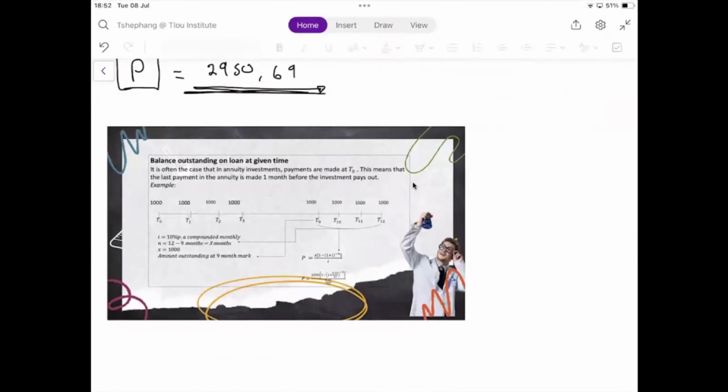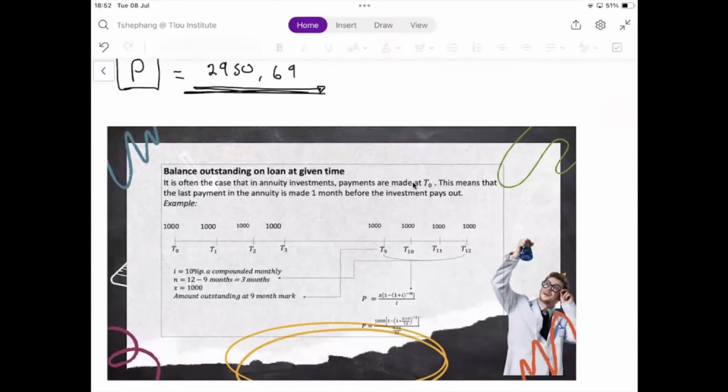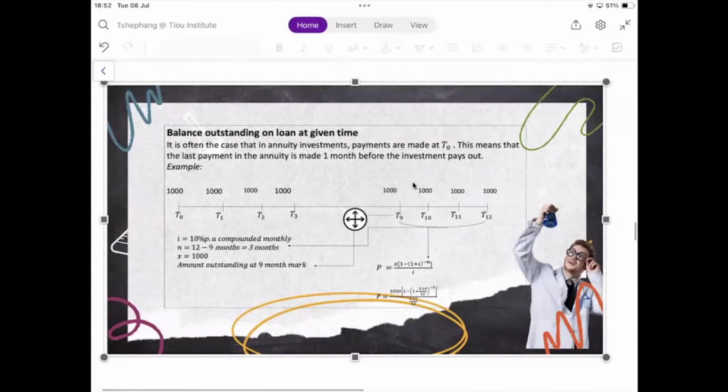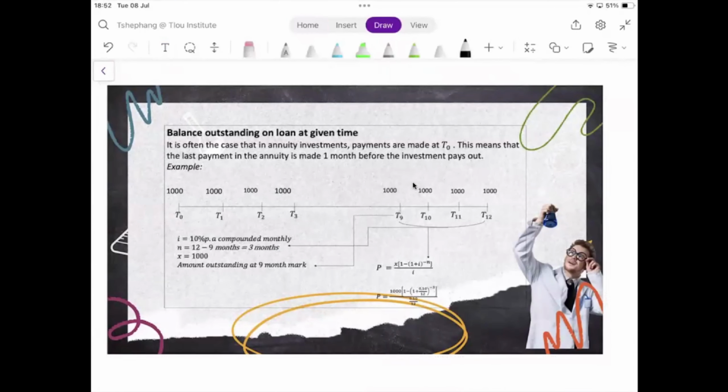Okay, now let's look at this particular question. Okay, let's zoom in. Not question, but balance outstanding. Now, this can be a little bit tricky for a lot of people.